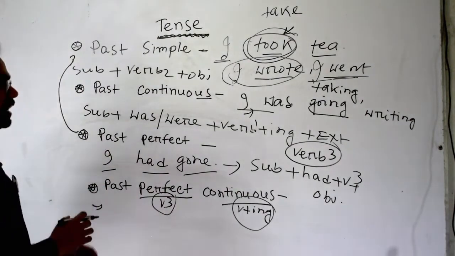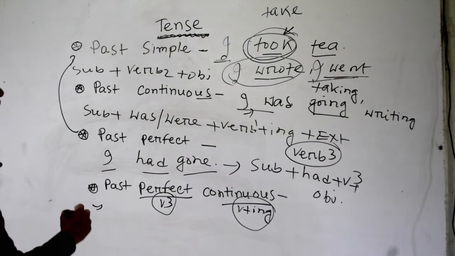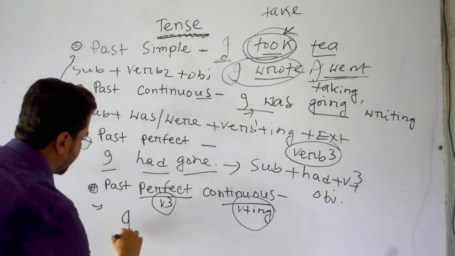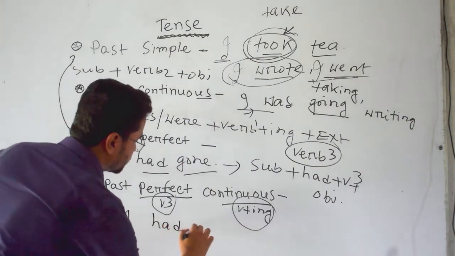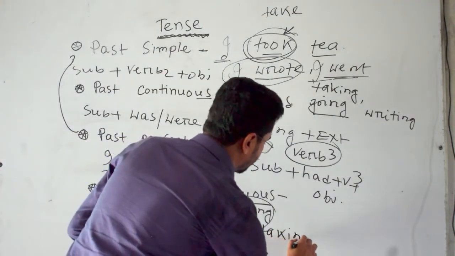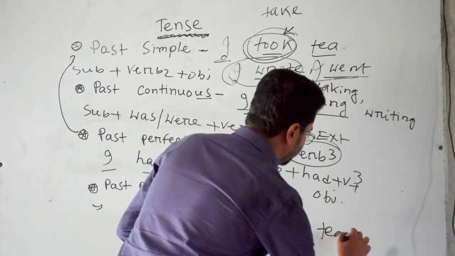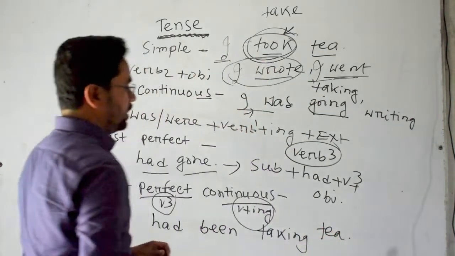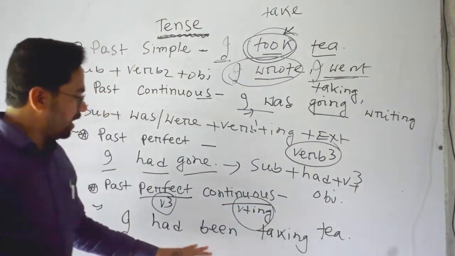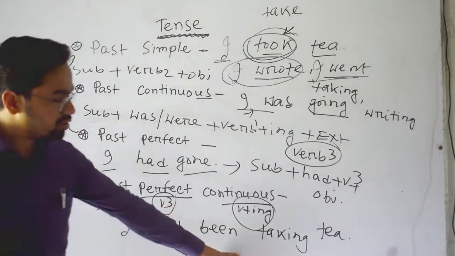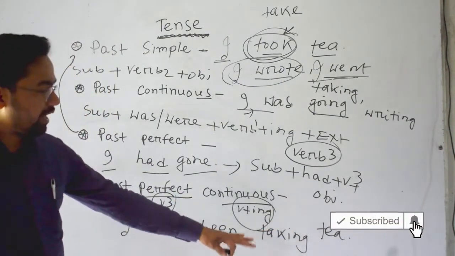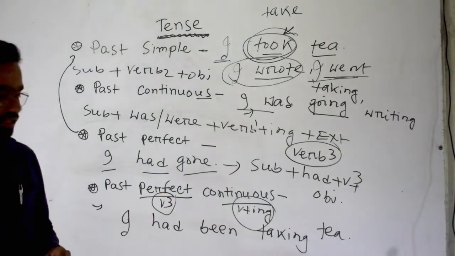In this tense, I want to show you an example using the verb took. I had been taking tea, and also I must mention a time. I had been taking tea for 2 hours. I had been taking tea for 30 minutes. I had been taking tea for 5 minutes.